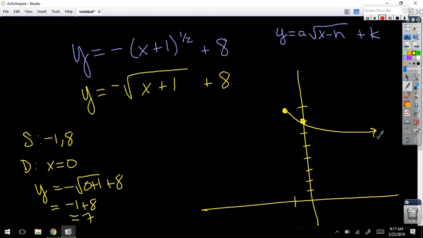Think about it being the bottom half there of a parabola. Think about the way parabolas look. Think about your vertex and think about your easy point because you've got half of a parabola on its side is what you've got.